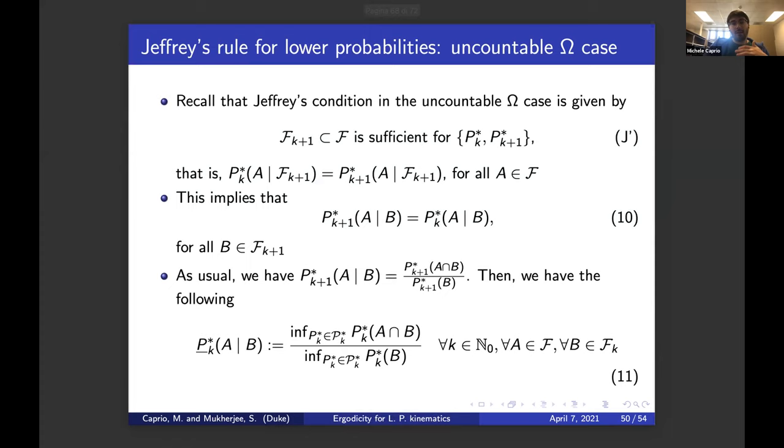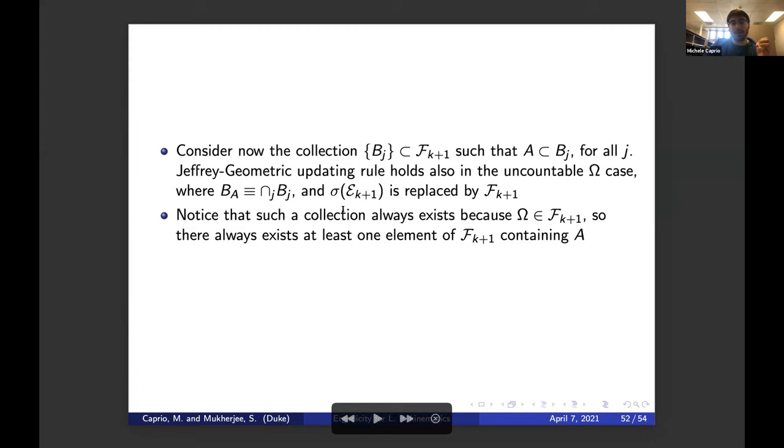Let me go pretty quickly on the uncountable case. Basically, it's all the same thing, with the only difference that instead of having BA, we have an intersection of BJs, where BJ is a collection of sets in the sigma algebra F_{k+1}, given by the observations that we collected, such that A is contained in BJ. And this collection always exists because, since this is a sigma algebra, there is at least one element for which this is true, that is omega itself.